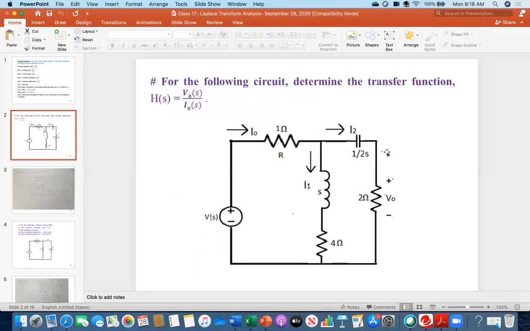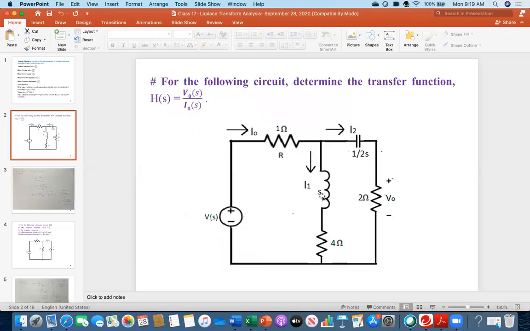Everybody see this circuit. Look at the problem. For the following circuit, determine the transfer function H(s) equals V naught over I naught. So therefore, everybody see the circuit. There is a voltage source which is Vs, and this is the I naught current flowing through 1 ohm.